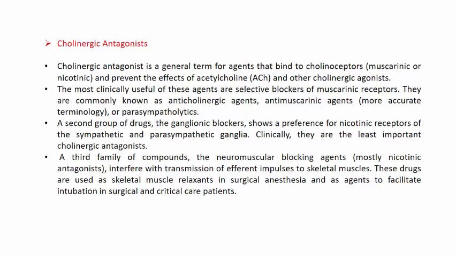فاللي clinically useful هي الايجنتس اللي تكون selective blocker للمسكارينيك ريسبترز، واللي عادة تعرف بالانتيكولينرجيك ايجنتس، وهذا يعتقد انه misnomer as they antagonize only the muscarinic receptor، لذلك ايضا تطلق عليها المسكارينيك ايجنتس اللي يكون more accurate terminology، لان مثل ما ذكرنا انه هي تكون specific بانه تغلق المسكارينيك receptors or parasympatholytic. اوكي parasympatholytic drugs or agents، والعكس منها اللي تكون agonist تسمى parasympathomimetic. Okay.